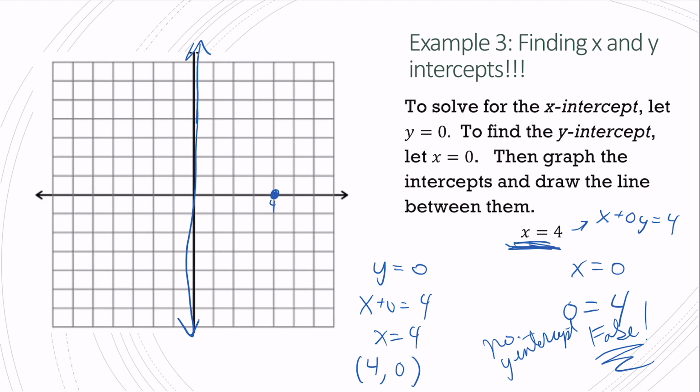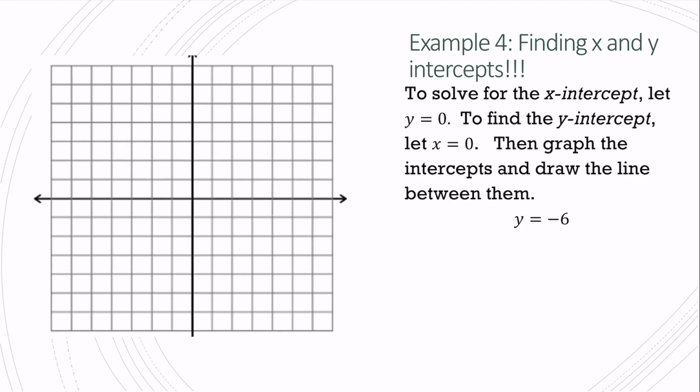This line is true as long as x equals 4. And it doesn't matter if y is 3 or negative 5, right? As long as x equals 4, that ordered pair is going to be in my solution set. So our graph is going to look like this. It's going to be a vertical line with no y-intercept. So this was when x equals 4.